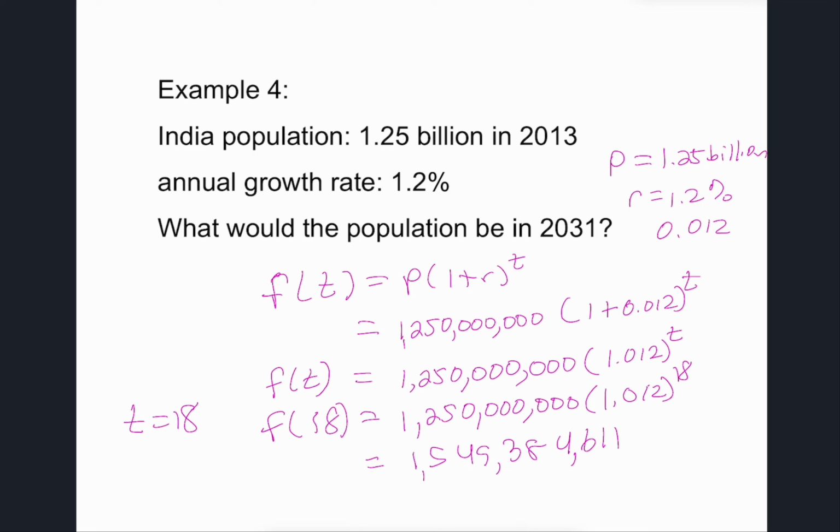So that would mean that we would have 1.5 billion by 2031. So you could even label that as people.